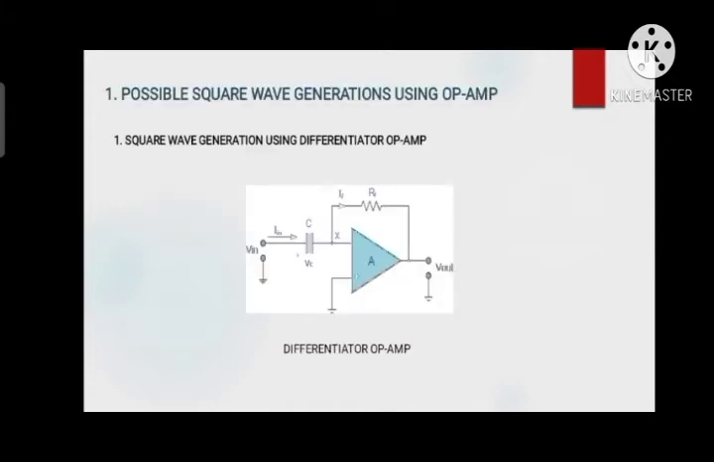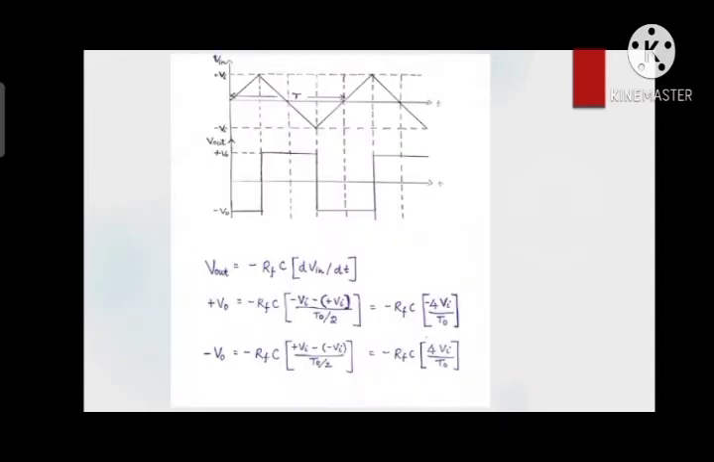First of all, we are going to see square wave generation using differentiator amplifier. This is the circuit of differentiator amplifier. Input voltage is applied to the inverting terminal of the op-amp. There is a feedback resistor RF in the negative feedback loop. Since it is an inverting differentiator amplifier, the output voltage Vout is equal to minus RF C dVin divided by dt. To get a square wave as an output, we apply a triangular wave at the input terminal of the op-amp.